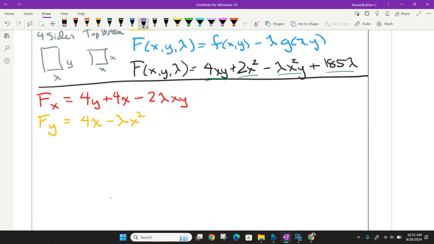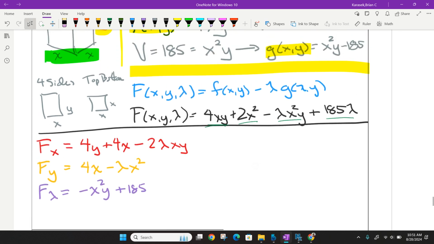Okay, f sub lambda. First term with respect to lambda is 0. Second term with respect to lambda is 0. Third term with respect to lambda is negative x squared y. Fourth term with respect to lambda is positive 185. I'm going to do that same little check I did last time. Is this guy the opposite of that guy? Yeah, looks good. All right, so now it's time to do math.